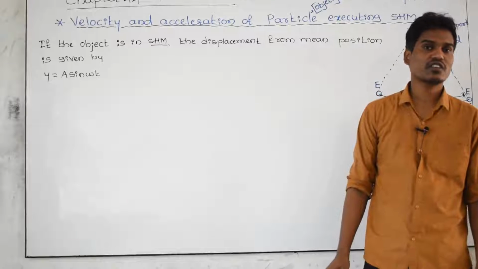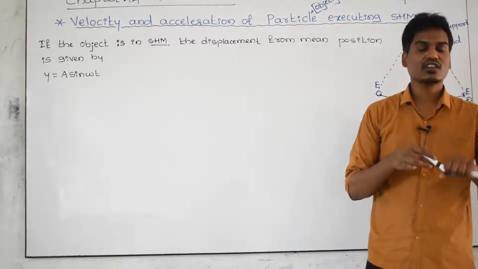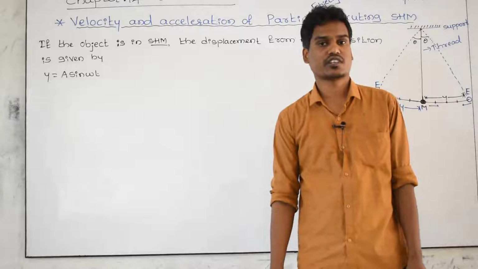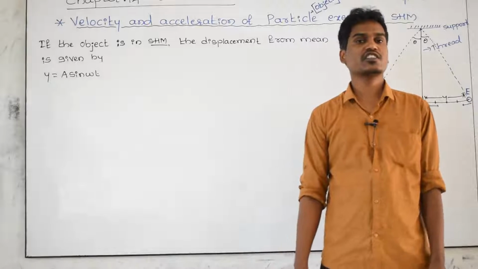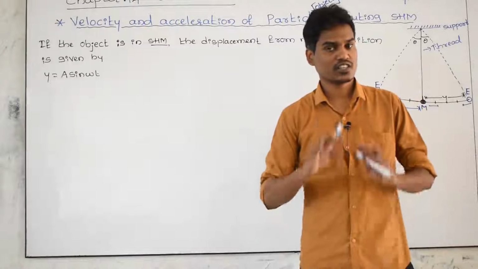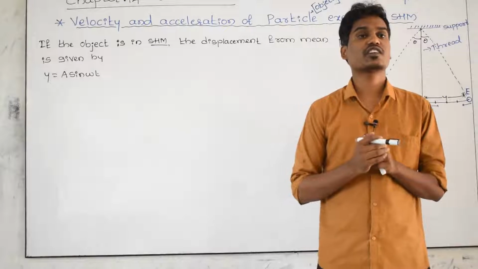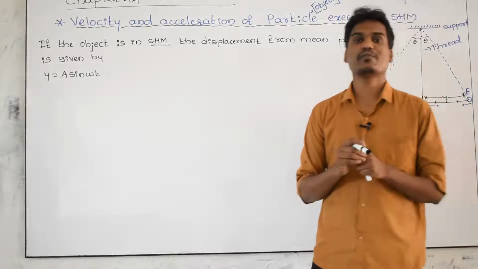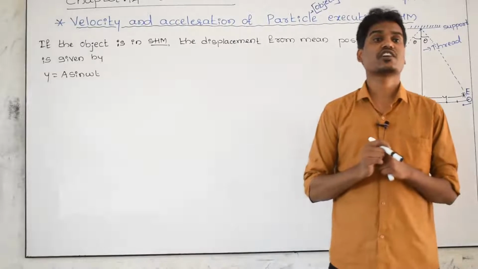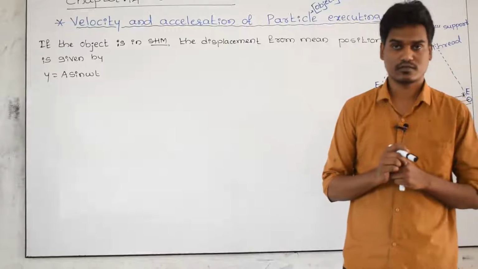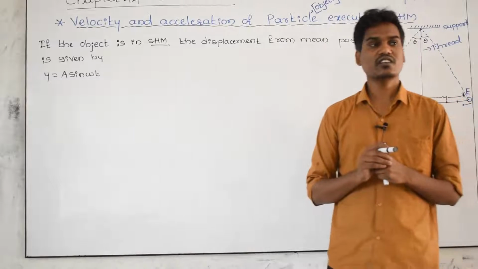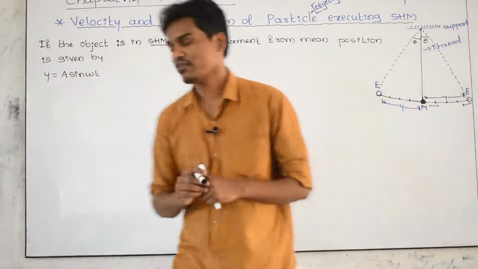What is velocity? Generally you know very well, the rate of displacement of the object. The change in the displacement with respect to time is called velocity. The change in the displacement of the object with respect to time is called velocity. If there is a change in the displacement, then we are going to call it a velocity.